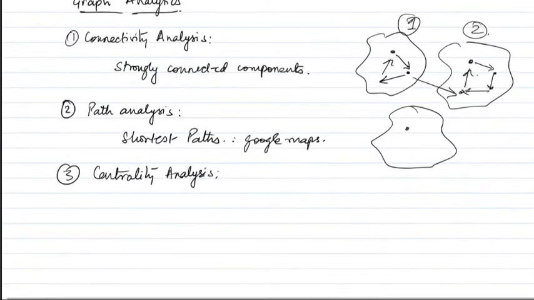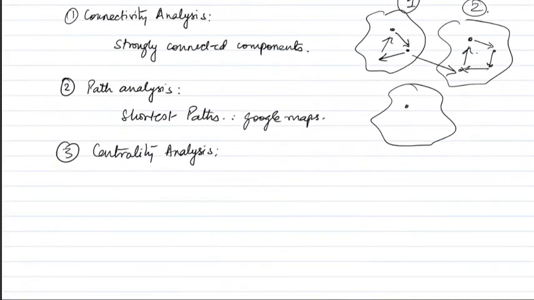right? So here essentially the main question is how central or important is a node? How central is a node, right? And what do we mean by central? Well, there are different metrics. So we'll look at some of them. One of them is betweenness centrality. What is betweenness centrality?